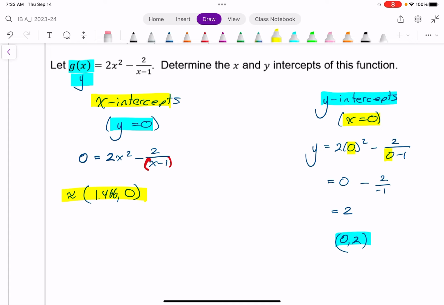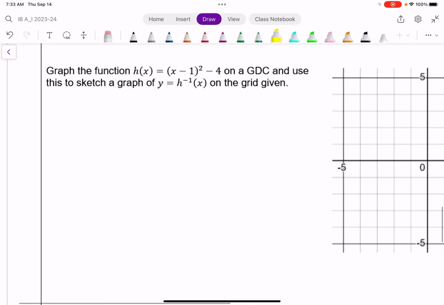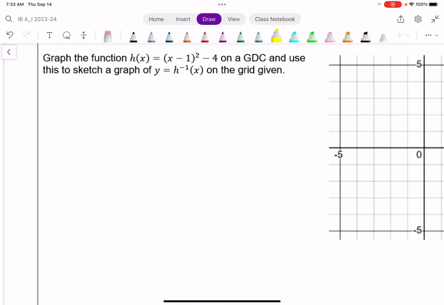All right, last question. I have function h. It's a quadratic function, and if you're familiar with quadratic functions, you can actually visualize x minus 1 all squared, take away 4 quite quickly without needing a graphing calculator. But this time I want to graph that and then use that to sketch a graph of its inverse. And we talked about inverses recently. So, like I said, if you have a familiarity with quadratic functions already, which you may, it's probably actually faster just to graph this using what you've learned about that.